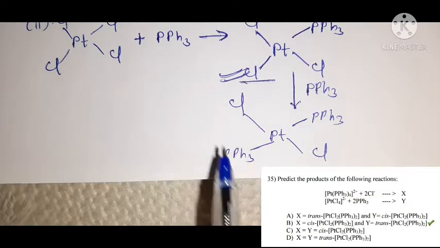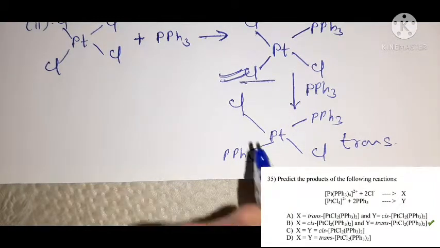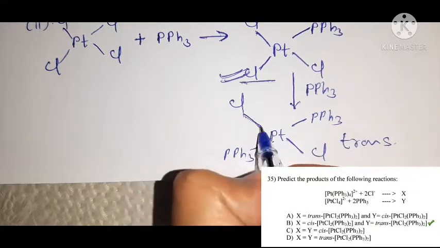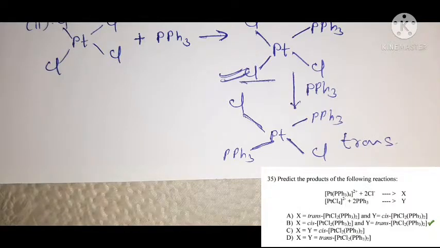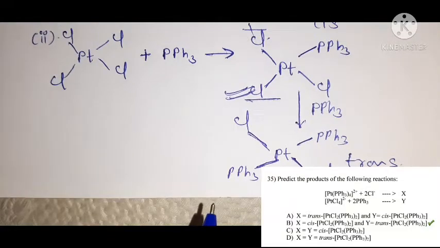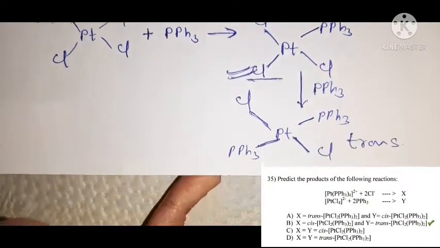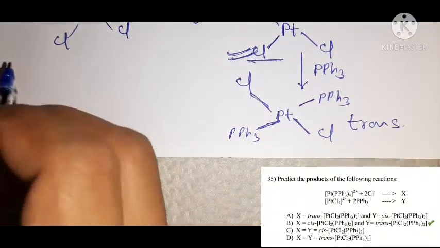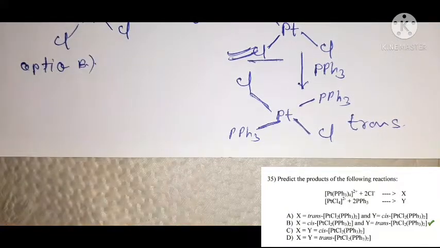Now you see the geometry of this product is trans. Why do we say this is trans geometry? Because you clearly see that both chlorine ligands are trans to each other and both PPh3 ligands are trans to each other. So for the first reaction we obtain the cis product, and for the second reaction we obtain the trans product. On the basis of these results you clearly see that option B is the correct answer for this question. Option B is the correct answer.